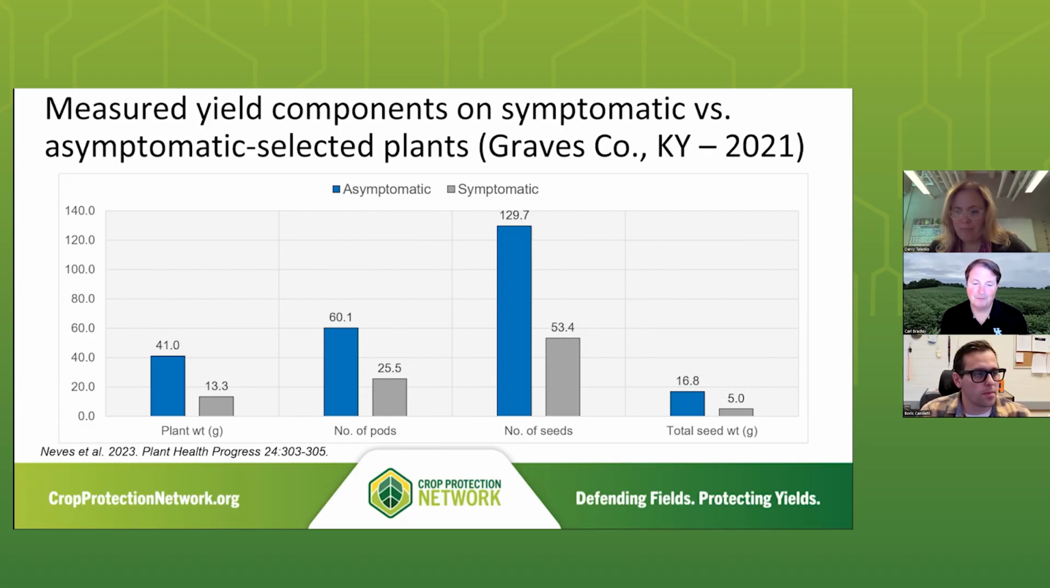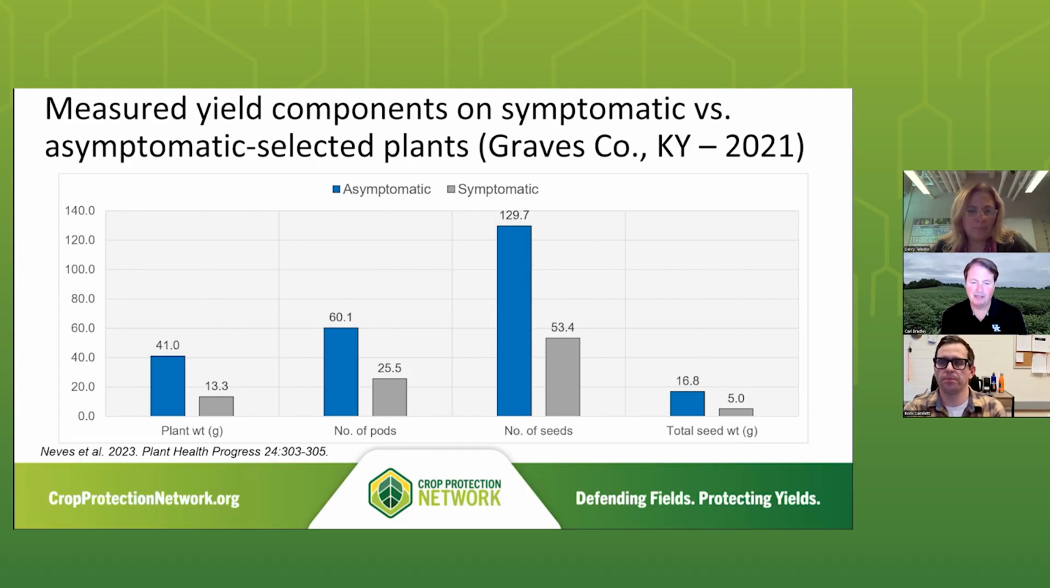So this is actually some of our work from Kentucky from 2021. Some of those initial fields where we found the disease in Graves County. Going back to those patches, it's really interesting. You can have really just dead plants almost next to very healthy looking plants. And so we wanted to get an estimate of what kind of loss we're seeing from these patches of symptomatic plants versus asymptomatic plants. And this just gives you an idea.